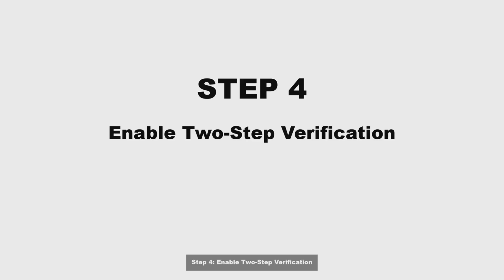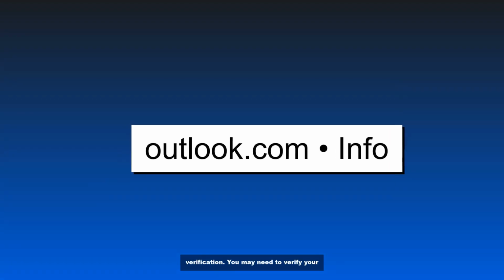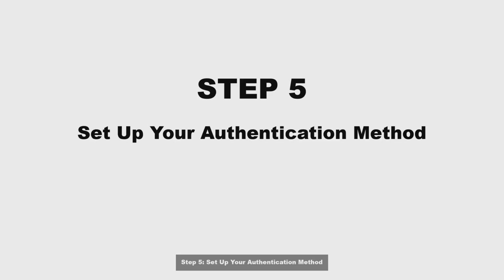Step 4. Enable two-step verification. Follow the prompts to turn on two-step verification. You may need to verify your identity through a code sent to your email or phone. Step 5. Set up your authentication method. Choose your preferred method for receiving verification codes, such as an authentication app, text message, or email. Follow the instructions to complete the setup.